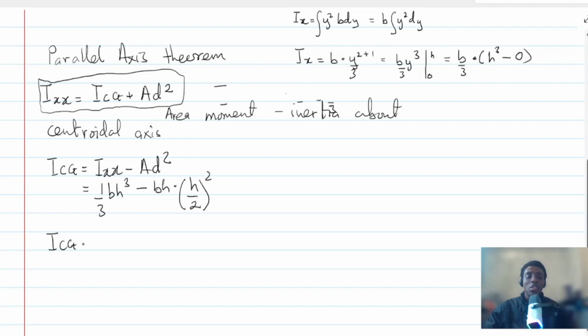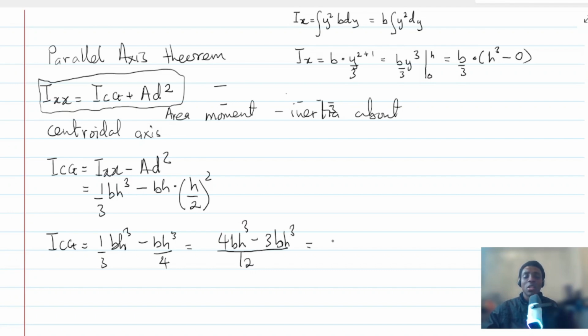Then ICG is going to be 1/3 BH cube minus BH. So this one is going to be squared, multiplied by this, which is going to be cubed over 4. Okay, now let's do this together. If I have 1/3 minus 1/4, so taking the LCM is going to be 12. Then I have 4bh cubed minus 3bh cubed. And that gives me 1bh cubed, but you don't have to write 1. So we get bh cubed over 12.